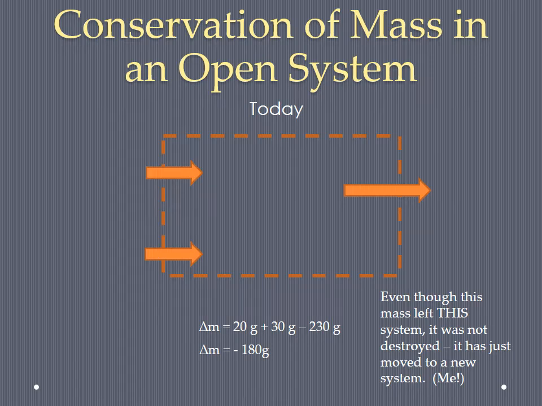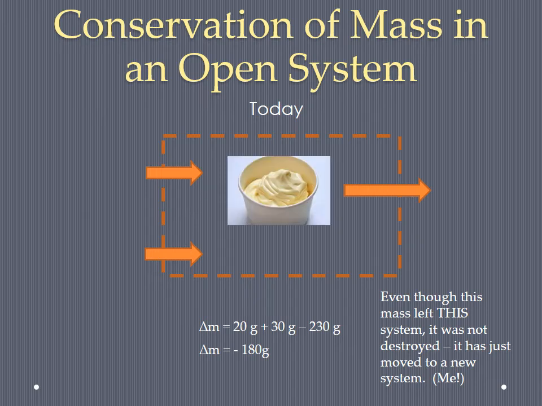We must also remember something important about mass. Mass is matter, and matter cannot be created or destroyed. It simply moves from one system to another, but it's never removed from existence, even if it's transformed into energy, according to Albert Einstein. But let's transform some matter into something much more yummy. Here is some frozen yogurt.